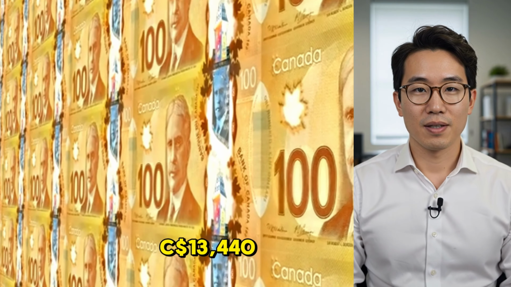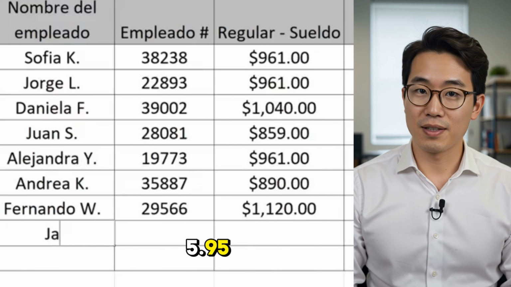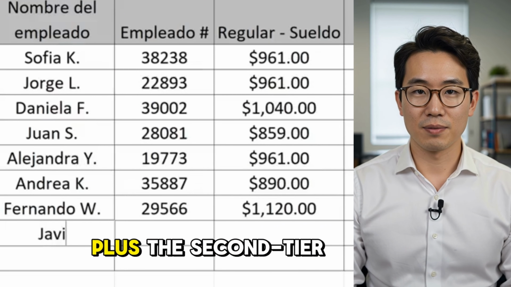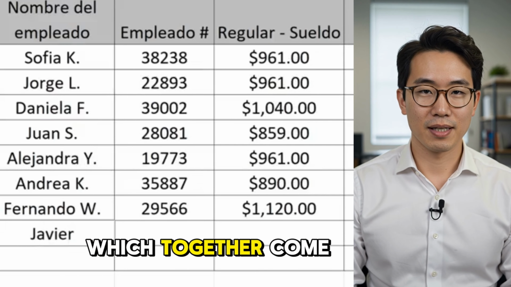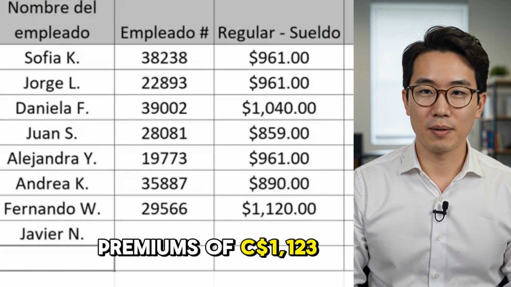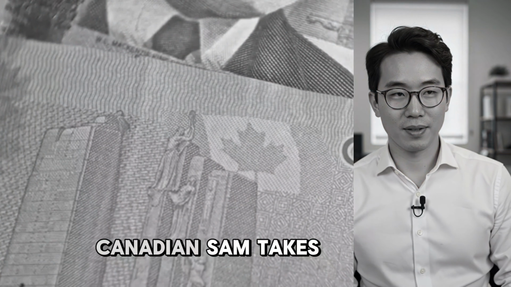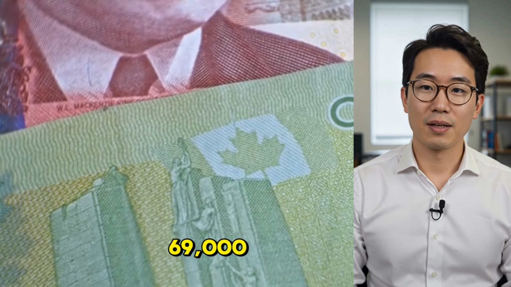Ontario total, about $13,440. Then CPP at 5.95% up to $74,600, plus the second tier CPP contribution of 4% above that, which together come to $4,740, plus EI premiums of going on $123. Canadian Sam takes home about $96,735, or roughly $69,000.